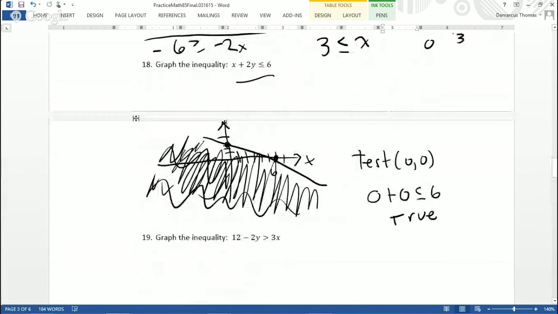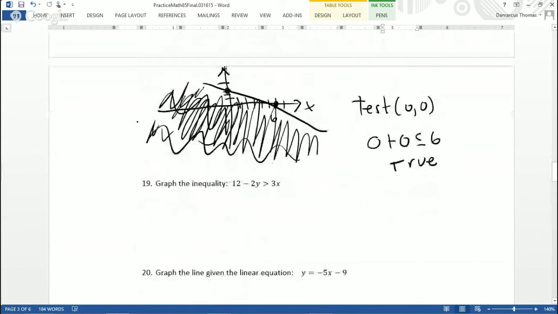Okay, I am going to do one more example and then we'll take a break and come back and do part two. So this will serve as part one.